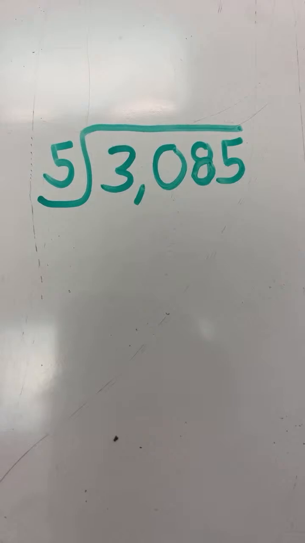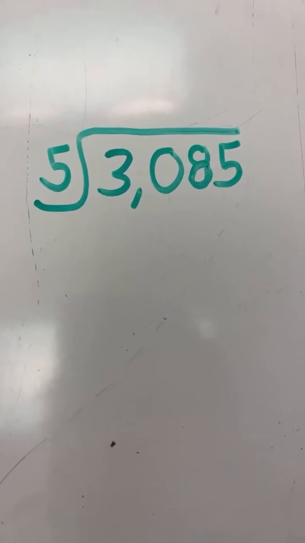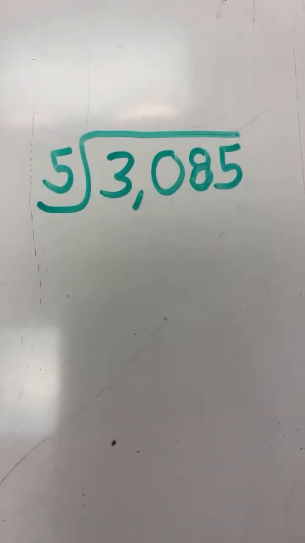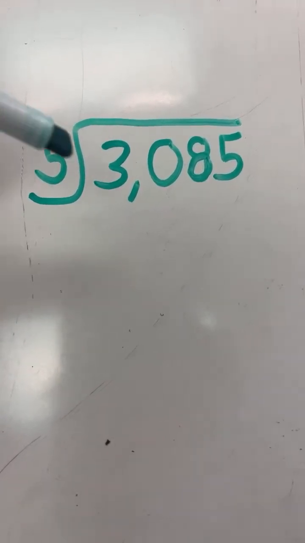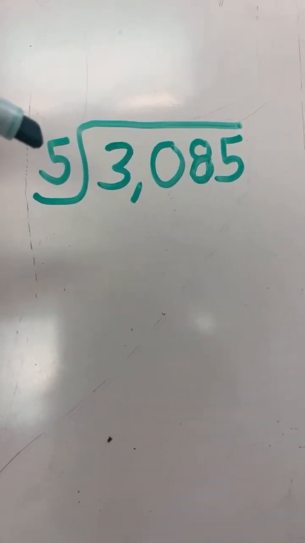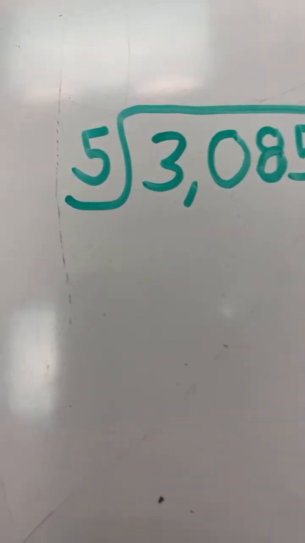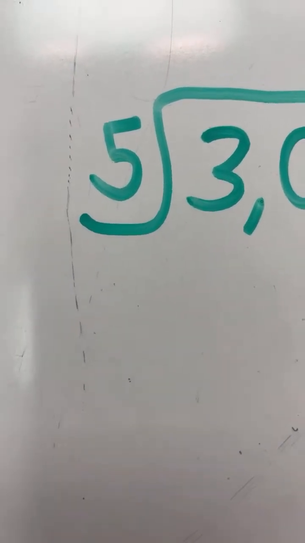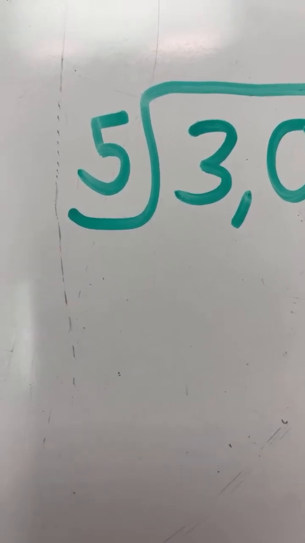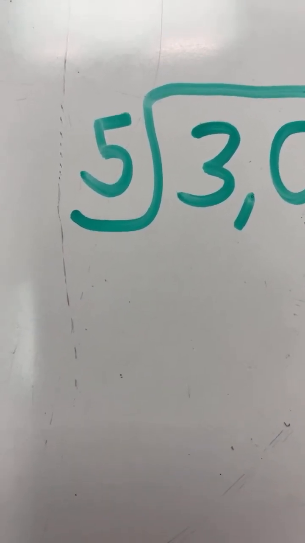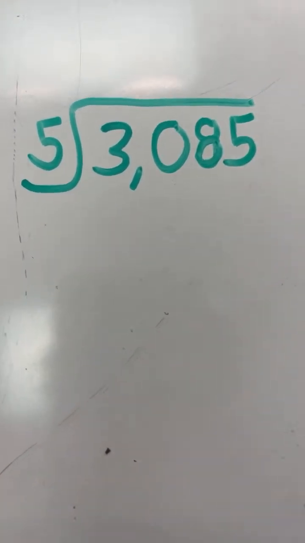Alright, so step 1, we want to divide by the smallest digit possible. Only rule is the digit inside the square has to be greater than or equal to the digit outside the square. So it could be the same as the digit outside, or it could be bigger, but it can't be smaller. So we cannot start with one digit by one digit division because 5 is bigger than 3. Like I said, the digit inside the square that we start with either has to be equal to or bigger than the digit outside.